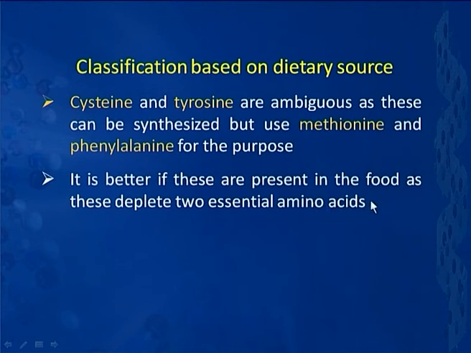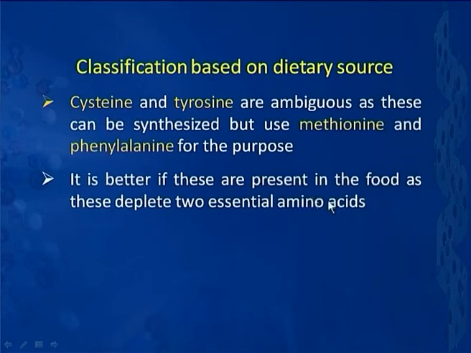That means we need phenylalanine to prepare tyrosine, and these two amino acids, methionine and phenylalanine, happen to be essential amino acids. So the body can make cysteine and tyrosine, but it uses two important essential amino acids for the purpose. So it is better if these are present in the food, as otherwise this will deplete the two essential amino acids. Otherwise they will consume these two essential amino acids, which are not made in the body, and we will have to provide them from outside. So if they are there, that is really great.